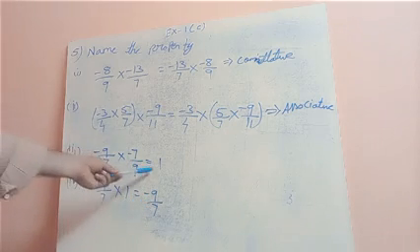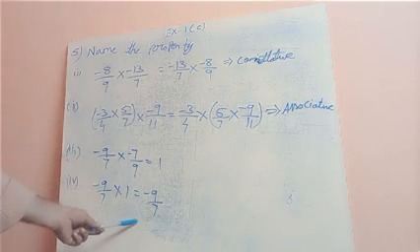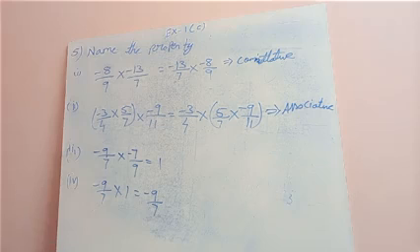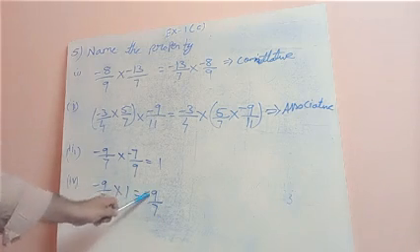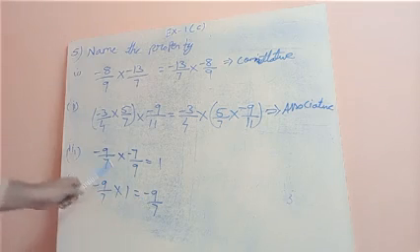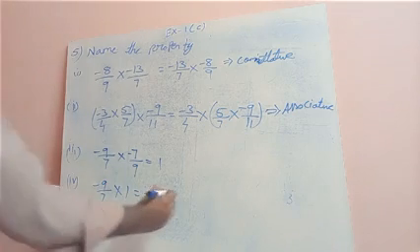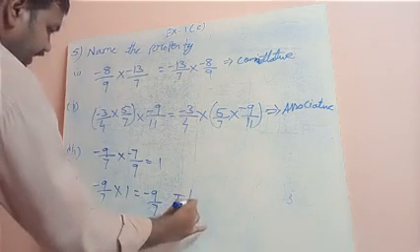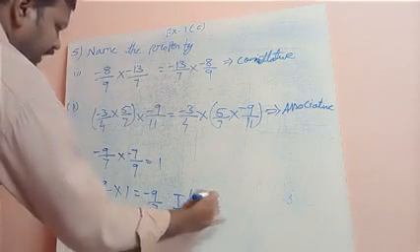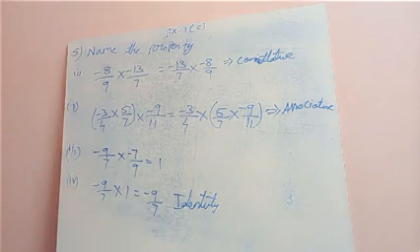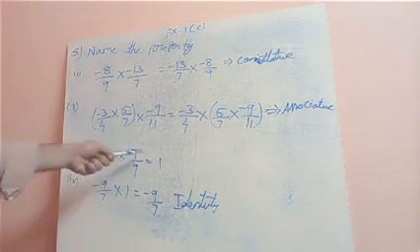Here I am noticing 1, and here I am noticing minus 9 by 7. Multiplying by that number gives the same answer. That which gives the same answer is called identity property.